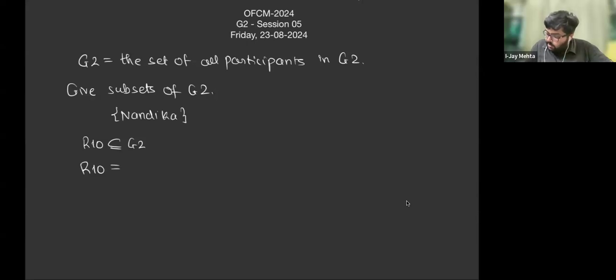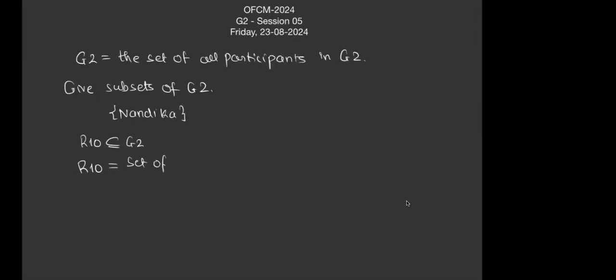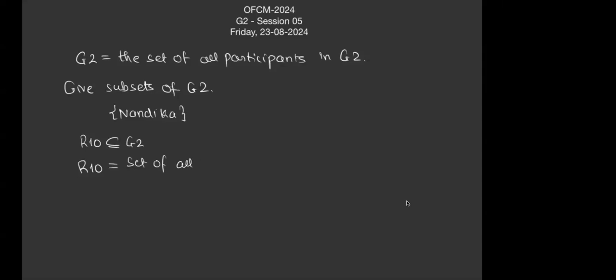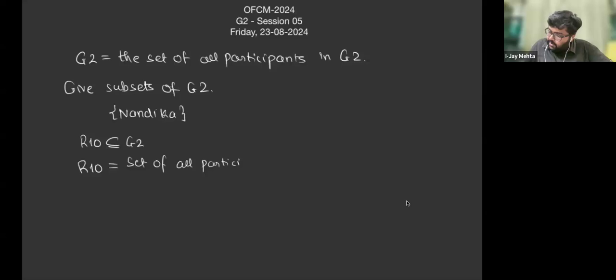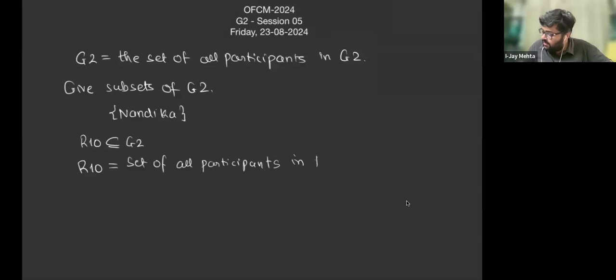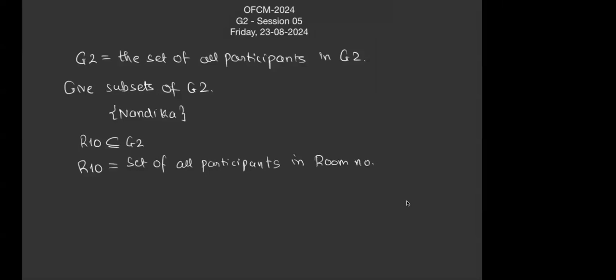First, let me write the description. Set of all students in room number 10. Okay, good. Set of all only students? Participants. Set of all participants. Very good. If I take student, who is left out? Mentor. Mentor is left out. Good. Don't forget your mentor, okay? Set of all participants in breakout room number 10.